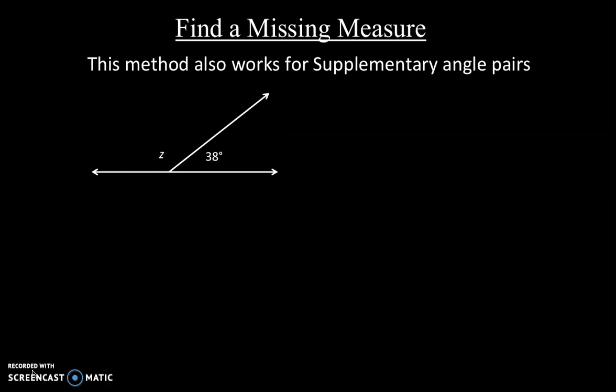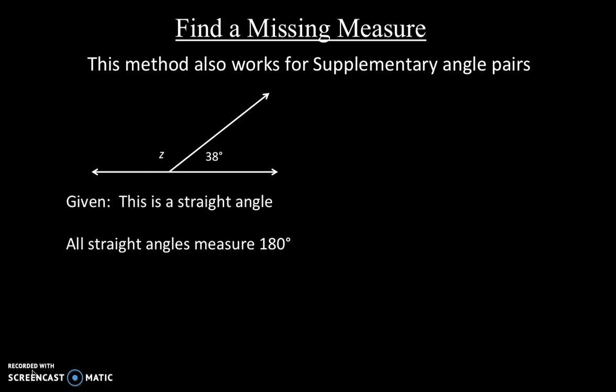Now, this finding a missing measure method also works for supplementary angle pairs. Here we have angle Z and a 38-degree angle. We know that it's supplementary because we can see that the bottom line is a straight line, meaning that is a straight angle, and all straight angles measure 180 degrees. Again, we can follow through with our algebra and find that Z is equal to 142 degrees. I'm sorry, I left the degree marking off.